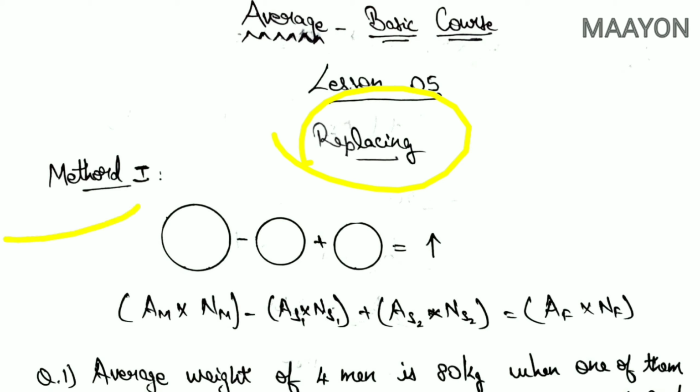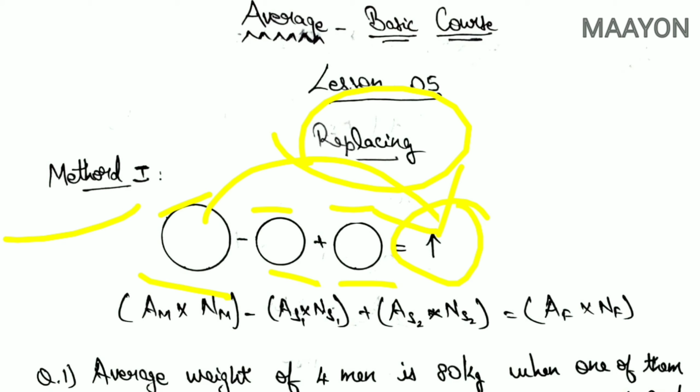In the first method, there is a main group in which a subgroup is replaced by another subgroup. That is, from the main group, subgroup 1 is subtracted and then subgroup 2 is added to it, and the final outcome will be increasing. That is, when compared to the average of the main group, the average of the final group would be increased.